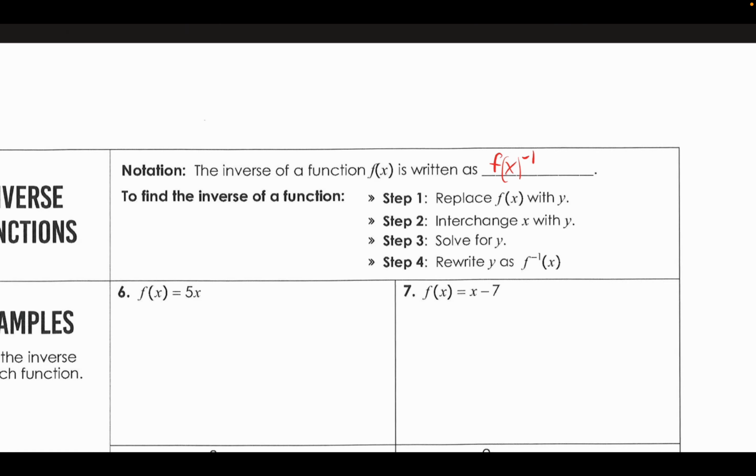So in order to find the inverse, first of all, we're just going to replace f of x with y. Some of us may end up skipping this step mentally, and that's fine, but remember that f of x and y are the same thing. Then we're going to interchange or switch x with y, just like we did a moment ago when finding the inverse of a relation. Then we'll solve for y, and then rewrite y as f inverse of x. So essentially the opposite of step 1. Step 1 is rewriting f of x as y, and step 4 is putting it back into function notation, but this time as the inverse rather than the original function itself.